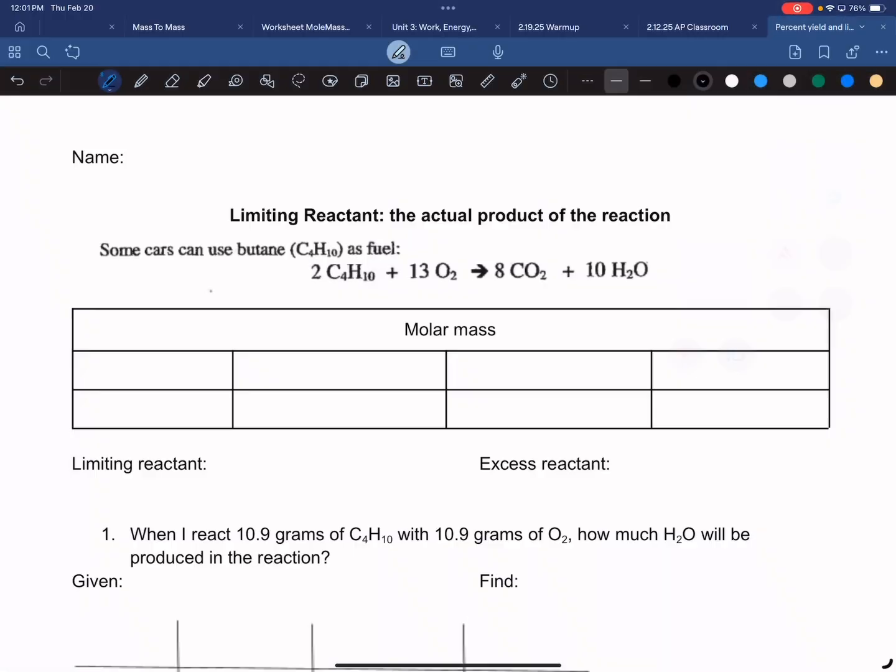Okay, hello everyone. This is my 5th period coming at you with percent yield and limiting reactants.